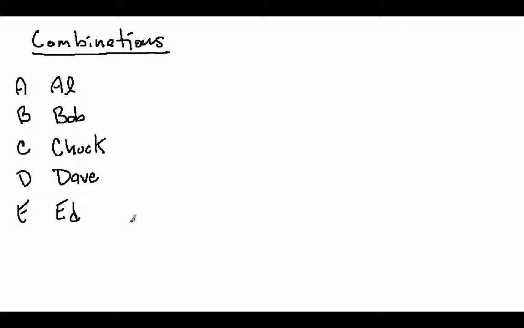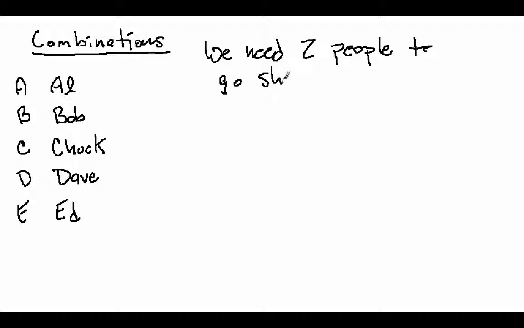These 5 people are going to throw a party, and they need to go to the store, and they need to buy some beer, and they need to buy some food for the bride. And these guys sit around and they say, well, we need two people to go. We need two people to go shopping. Okay, so the question is how many different ways can I pick two people from this group?